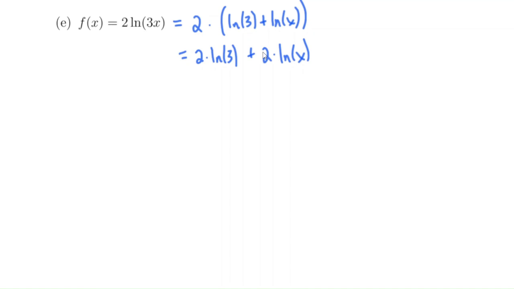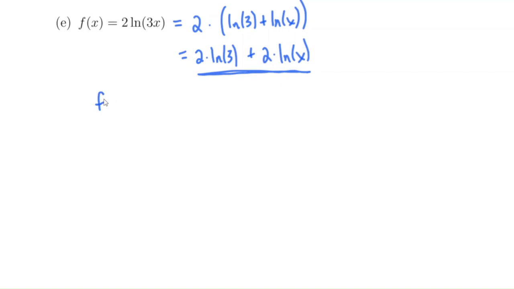Now, we could take the 2 and bring it up here and write this as ln of x squared. Okay, but there's no point in doing that because we already have it in the form where we know how to take the derivative. So again, we haven't done a derivative just yet. We've just rewritten our original function like this.